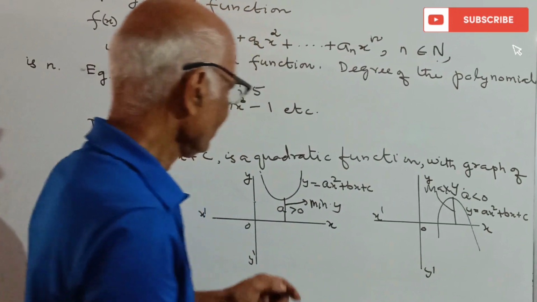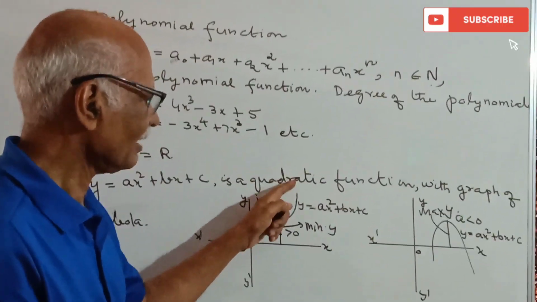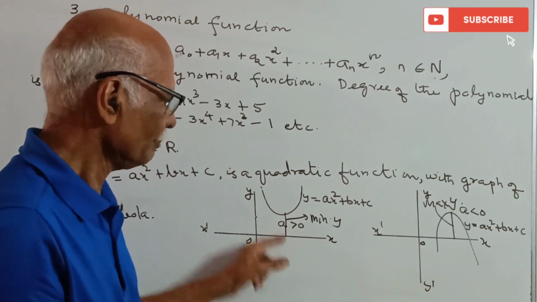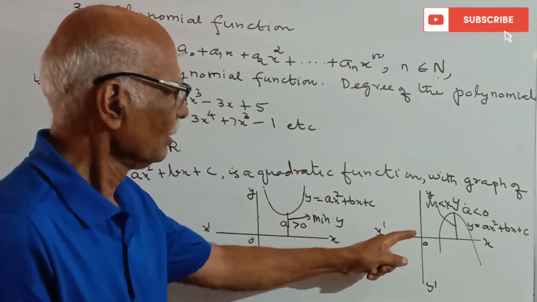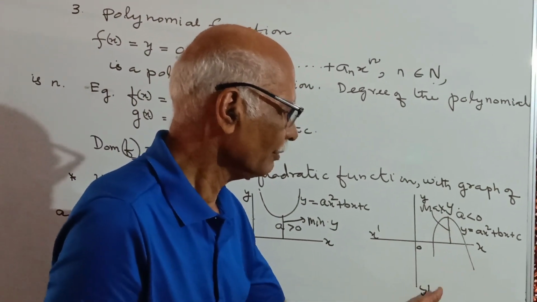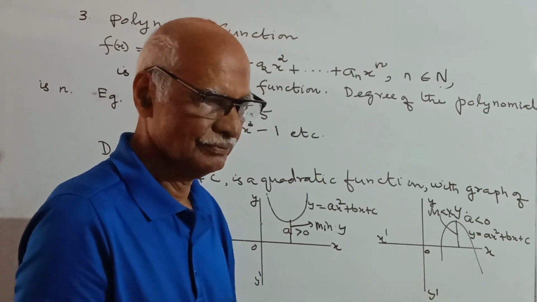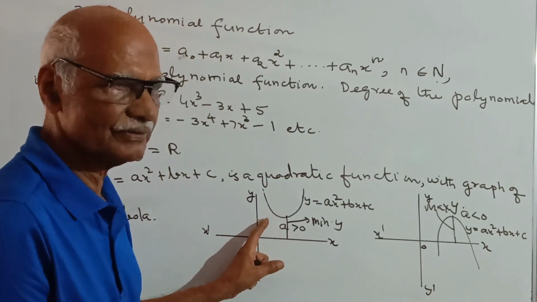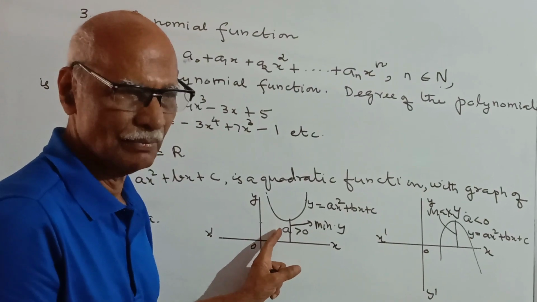So understand, in the case of an upward parabola, there is a minimum. The maximum is infinity. For a downward parabola, there is a maximum. The minimum is minus infinity. So this is an important graph to be discussed. We will do more problems later.